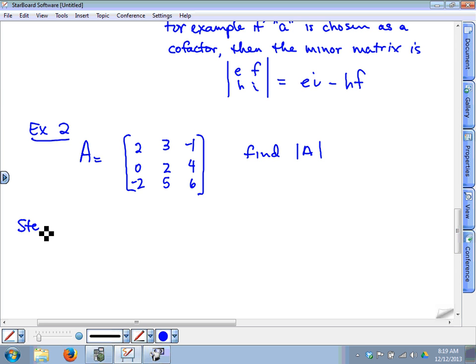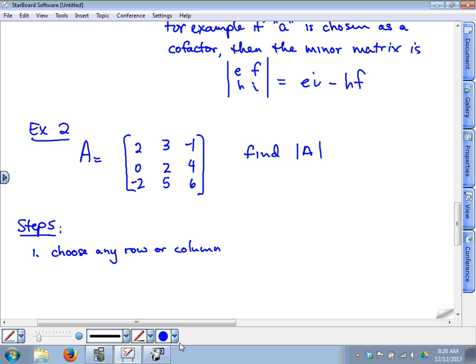So steps. Choose any row or column. And it does not matter, any row, any column. You can choose arbitrarily, you can close your eyes and put your pencil down and see what you end up on. You can just choose whichever one.